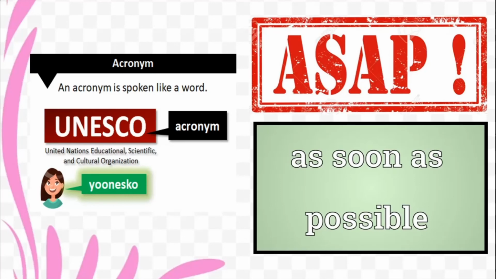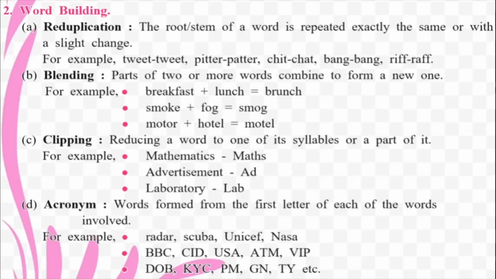Okay, children. So now let us look at the exercise which is there in our book, which covers all these 4 vocabulary exercises. So we will look at reduplication first, then blending, then clipping, and then acronym. So let us start with reduplication. The root stem of a word, that is a root word, is repeated exactly the same or with a slight change. So that will be total reduplication, or with a slight change, that will be partial reduplication. For example, tweet tweet, pitter patter, chit chat, bang bang, riff raff. Out of this, tweet tweet and bang bang are exactly the same, whereas pitter patter, chit chat, riff raff are a little different. So this is reduplication.